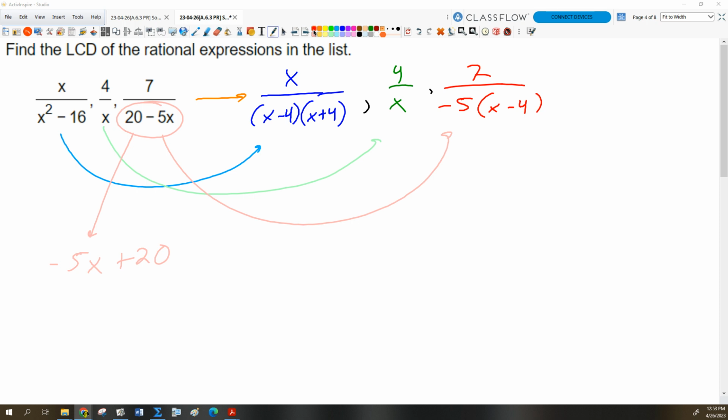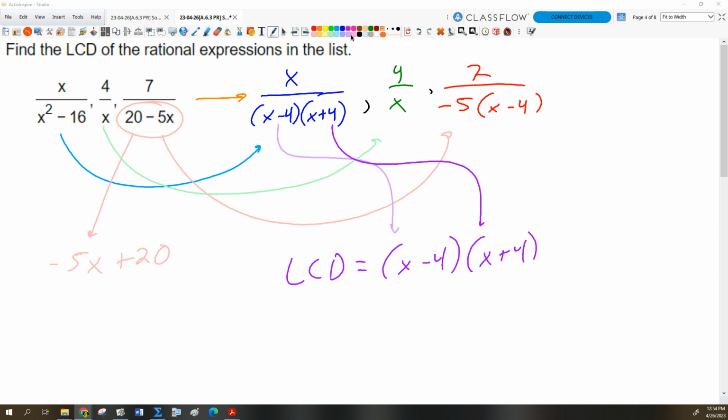Now we can make our list of the products that form our least common denominator. Okay, so what do we need first? X minus 4, and there it is. So there's an x minus 4. What's next? X plus 4. What's next? X. Okay, we'll just put it out here for now. So we get x. What's next? -5.